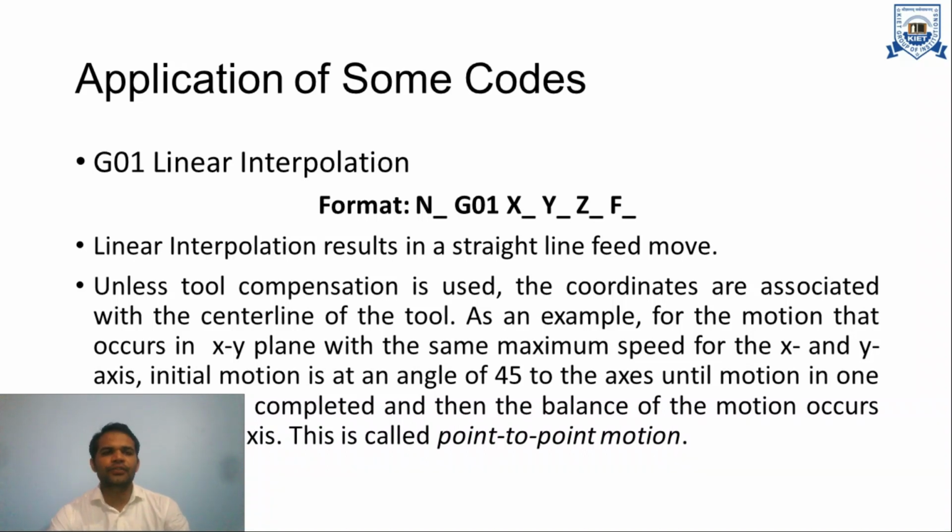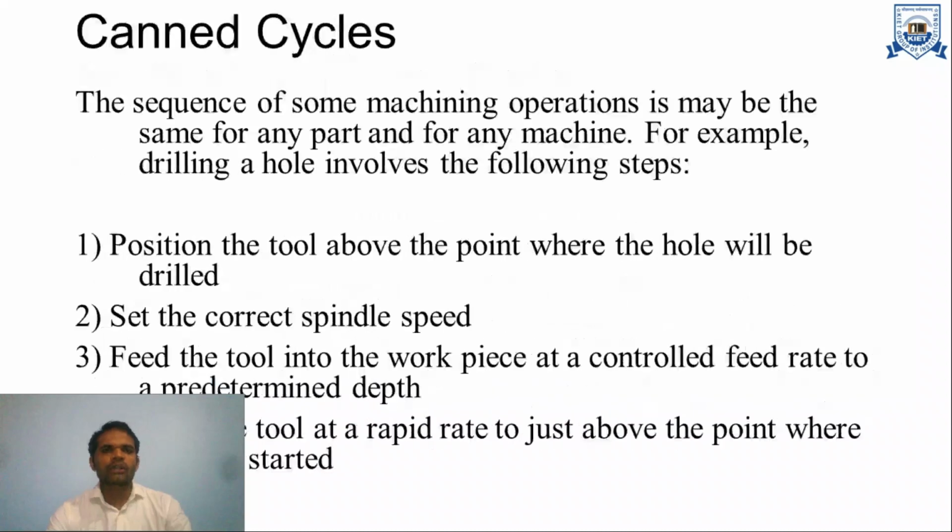There are different types of interpolation like G00, which means rapid traverse. G02 means circular interpolation clockwise. G03 is circular interpolation but counterclockwise. So there are different types of codes which we use for making a part program. As already discussed, you have to remember all the codes.